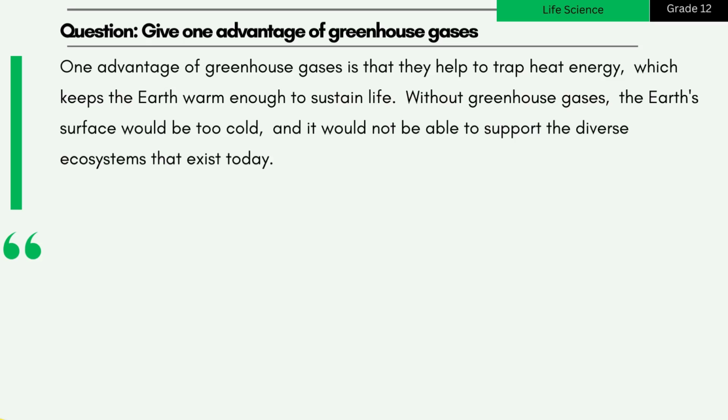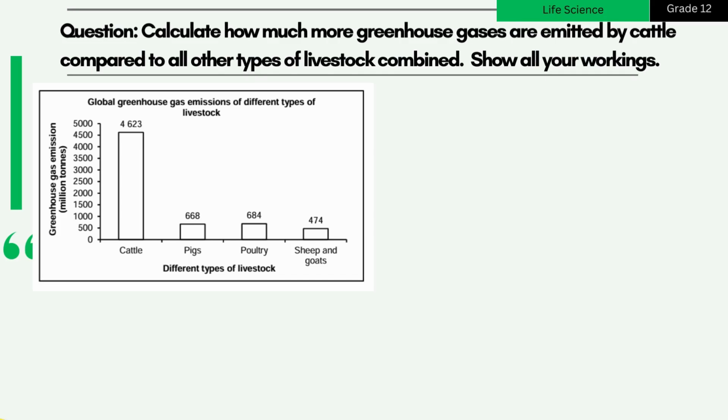One advantage of greenhouse gases is that they help to trap heat energy, which keeps the Earth warm enough to sustain life. Without greenhouse gases, the Earth's surface would be too cold, and it would not be able to support the diverse ecosystems that exist today. Question: calculate how much more greenhouse gases are emitted by cattle compared to all other types of livestock combined.